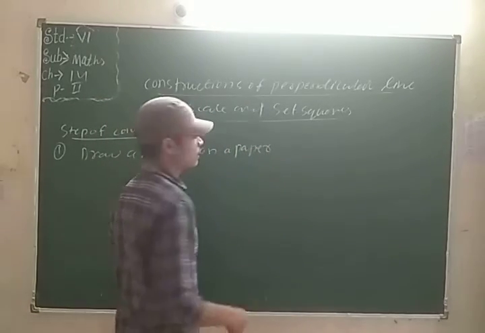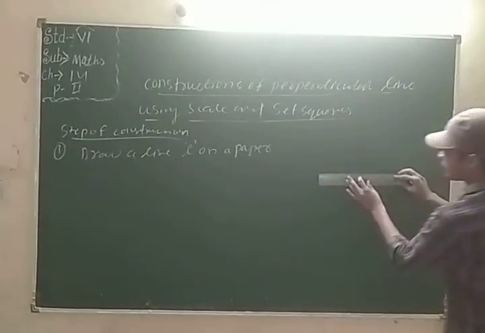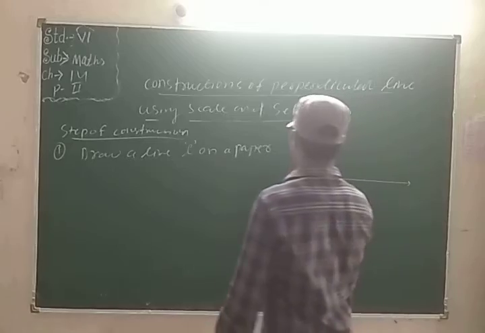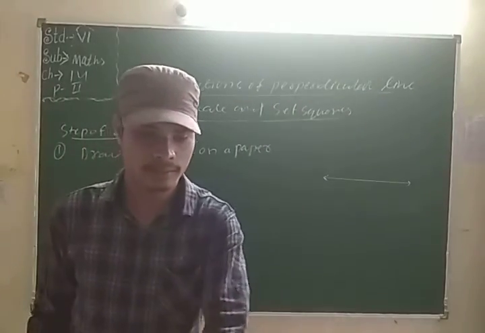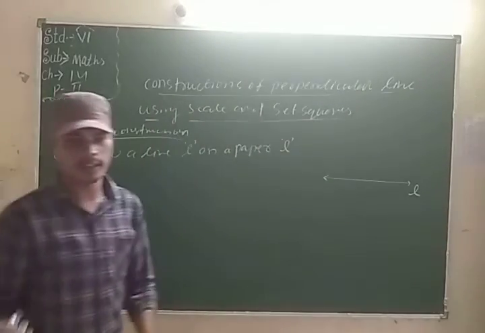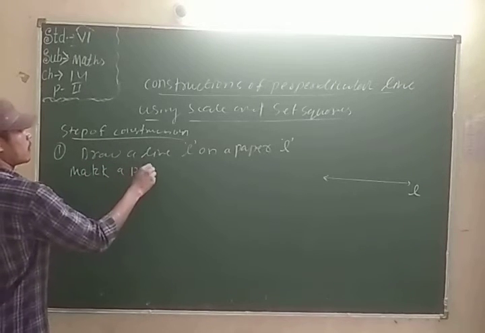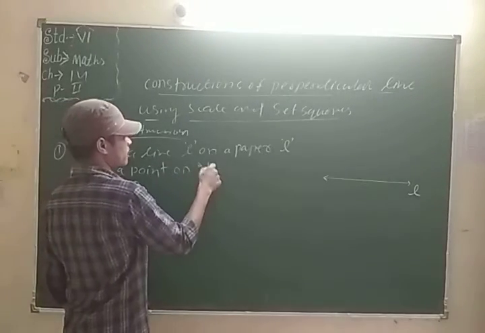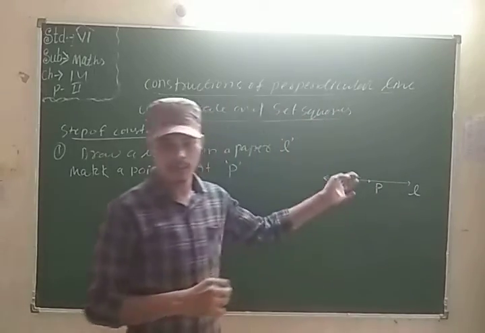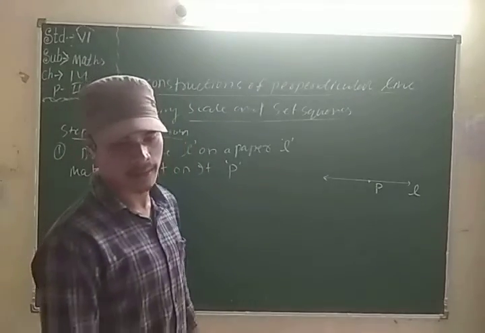That means if you take the paper and draw a line on the paper, suppose here you can draw a line like this. See, here we draw. The line is there. Okay, draw a line on the paper. There is the line L. Then just mark a point P. That means where we mark a point, that is given as P.